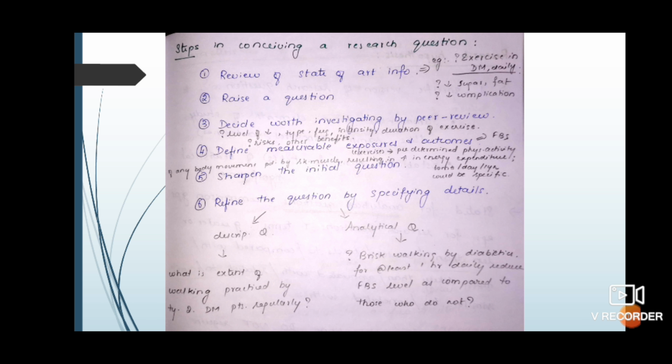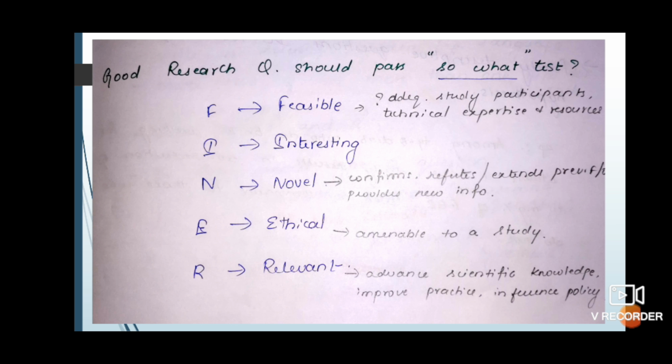And if you're doing an analytical study on the same, your question will be like whether brisk walking by diabetics for at least 1 hour daily reduces FBS levels as compared to those who do not. That is, there is a comparison group, and this is an analytical question.